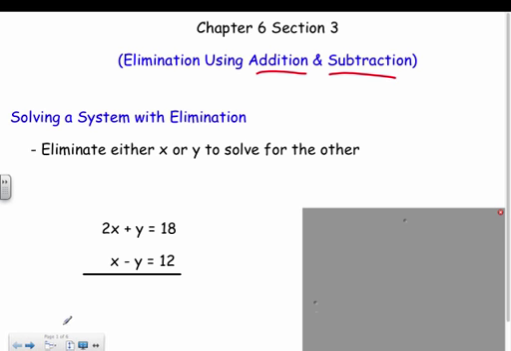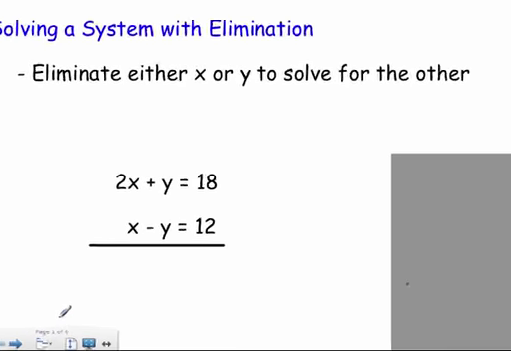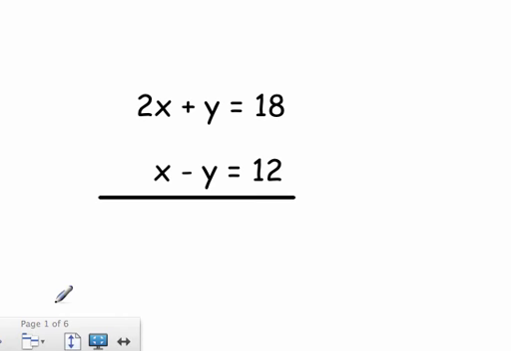So if I look at my system down here, 2x plus y equals 18 and x minus y equals 12, I want to look at either the x's or the y's to decide which one I can eliminate. Well, here I have a 2x and an x, so they're different values of x. Over on the y's, each of them is one y, right? One's a plus y, one's a minus y.